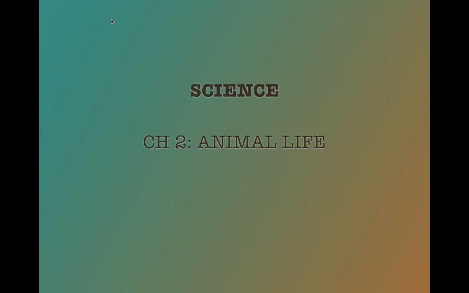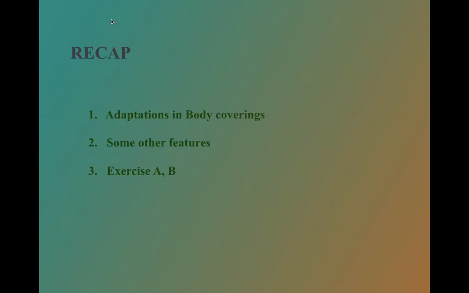Today we will continue the chapter Animal Life. In the last class, we were discussing the adaptations in body covering. Then we discussed scales, shells, hair and fur, feathers. Then we discussed some other features like migration, hibernation, aestivation. Then we solved exercise set A and B. Hope you all did that homework in the textbook.